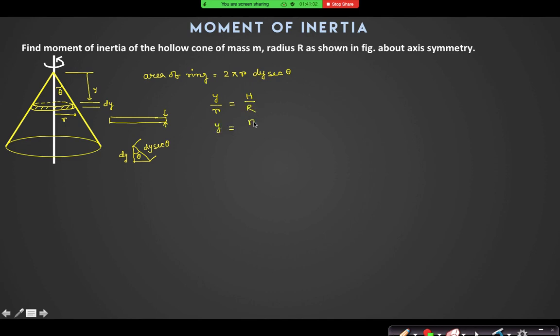So y is equal to r by capital R into h, and dy is equal to h by r into dr. So I know the area of that ring, and now I can find the mass of the ring dm. Can I write mass is area multiplied by mass per unit area of that cone? What is the area of that cone? Pi RL, yes or no? If this slant length is L.